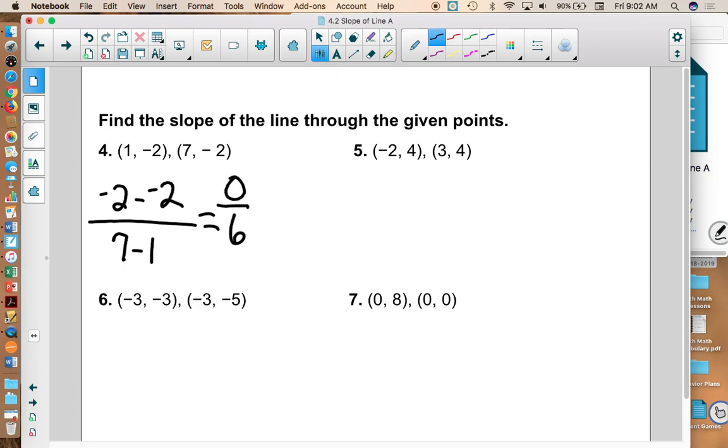So what is the slope for number 4? 0. Okay. What kind of a line is it? If the slope is 0, what kind of a line is it? Horizontal. Good. Do number 5.